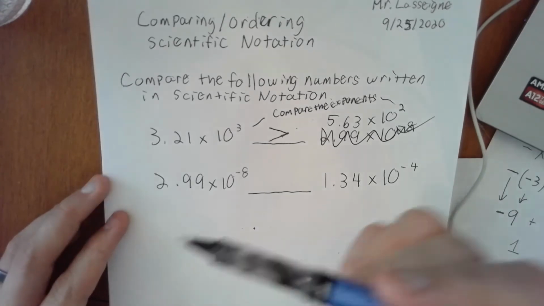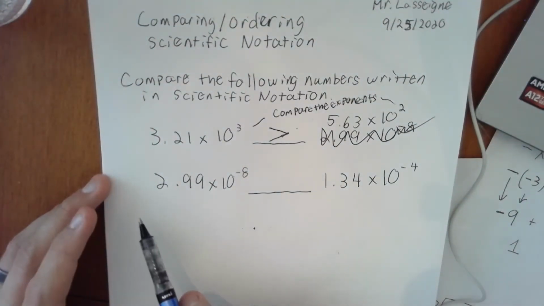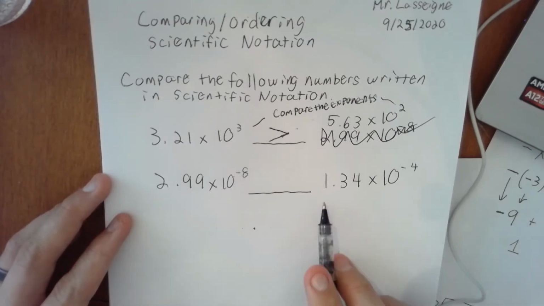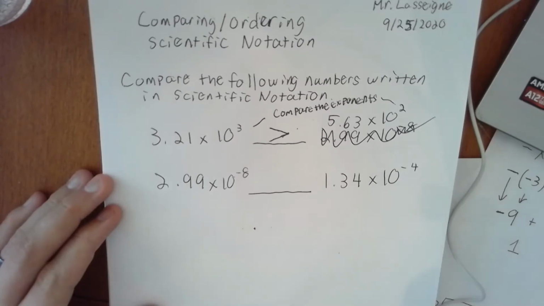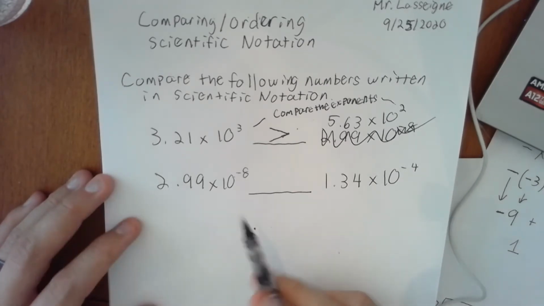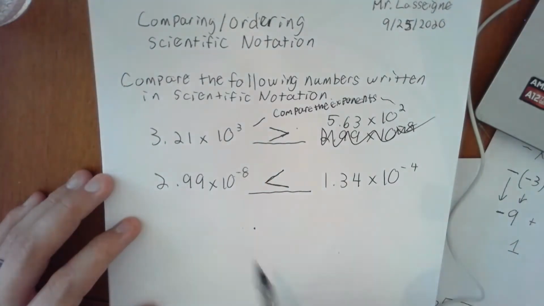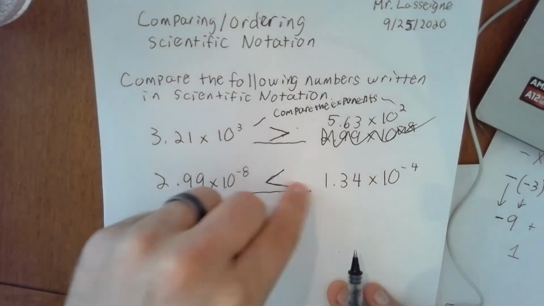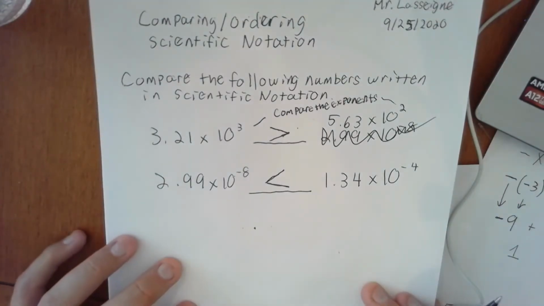Negative 8, you're going further left on the number line. You're getting away from 0. The more negative you go, the smaller the number. So negative 4 is bigger than negative 8. So that means that 1.34 times 10 to the negative fourth is bigger than 2.99 times 10 to the negative 8. So we put our less than symbol because 2.99 times 10 to the negative 8 is less than 1.34 times 10 to the negative 4.